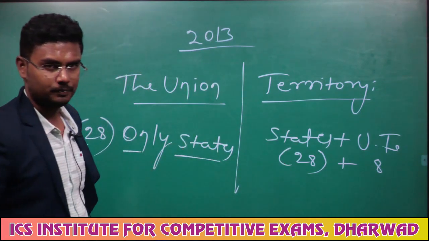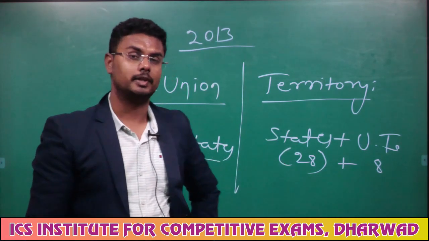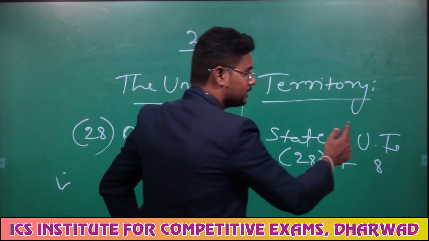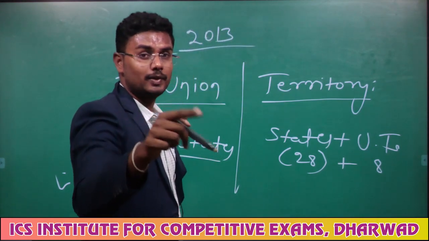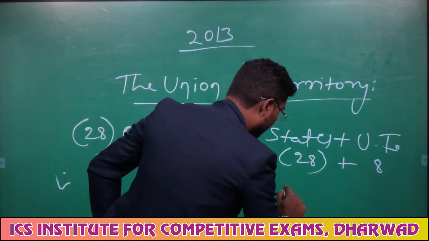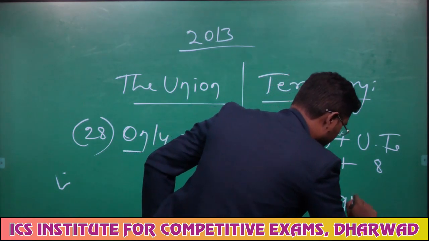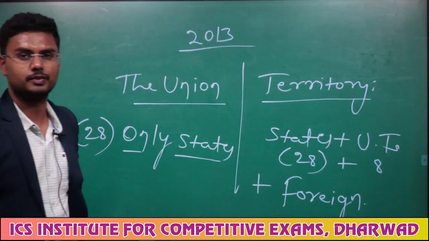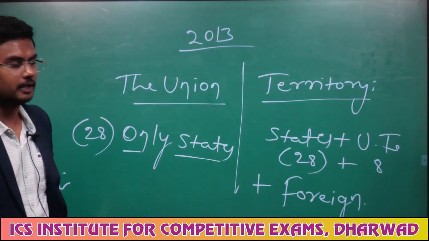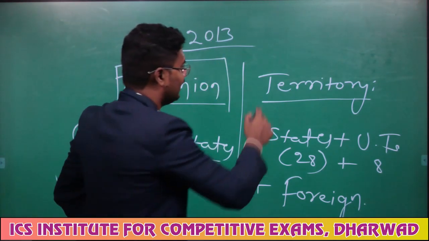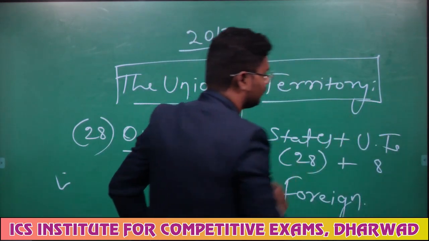But this is not the end. The Constitution went on to say that the territory of India shall include states, union territories, as well as territories incorporated into India from foreign states or foreign countries. Getting this point? So, this is the main difference between the union and the territory of India.